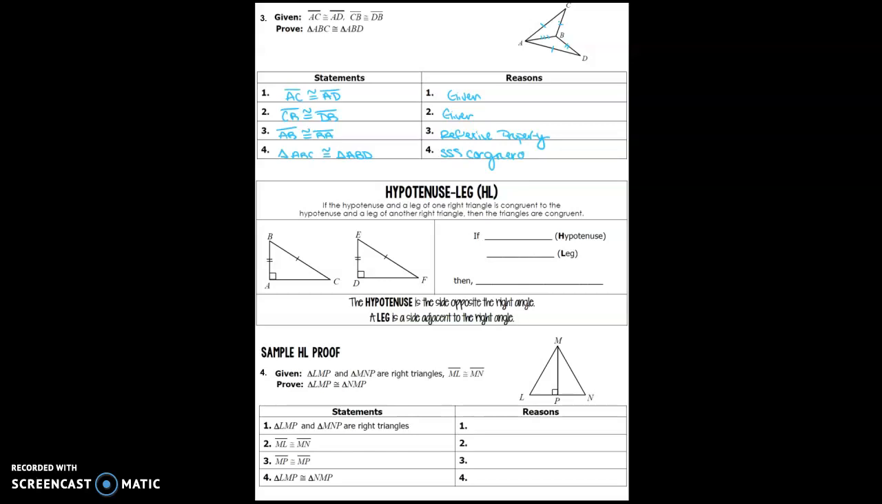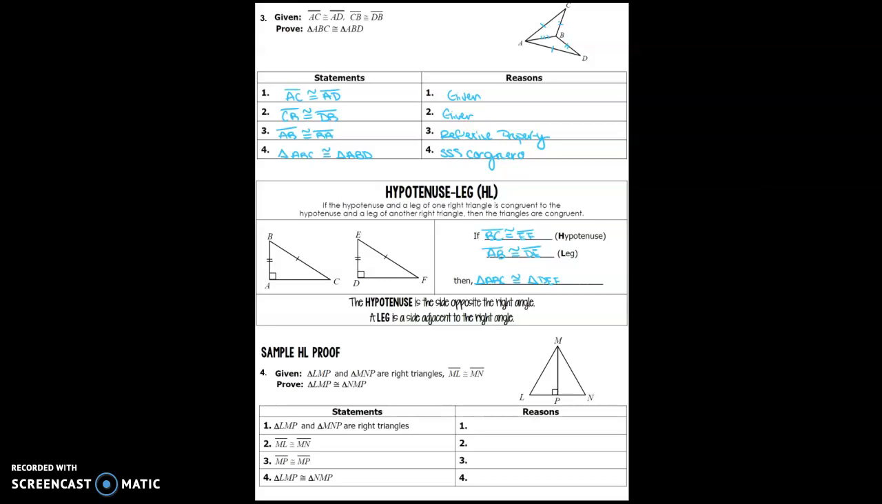Alright, so now let's talk about hypotenuse, leg. If the hypotenuse and a leg of one right triangle are congruent to the hypotenuse and a leg of another right triangle, then the triangles are congruent. We're given triangles ABC and DEF. They're both right triangles here. If BC is congruent to EF, they're both the hypotenuse, and AB is congruent to DE, the legs on both triangles, then we know that triangle ABC is congruent to triangle DEF.